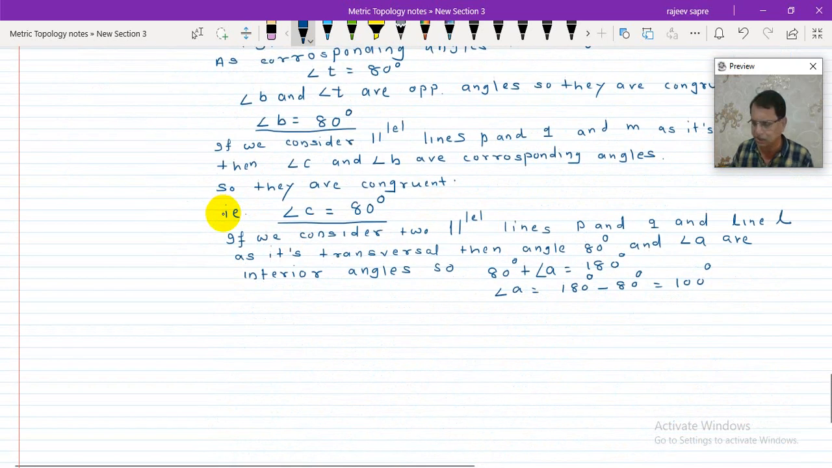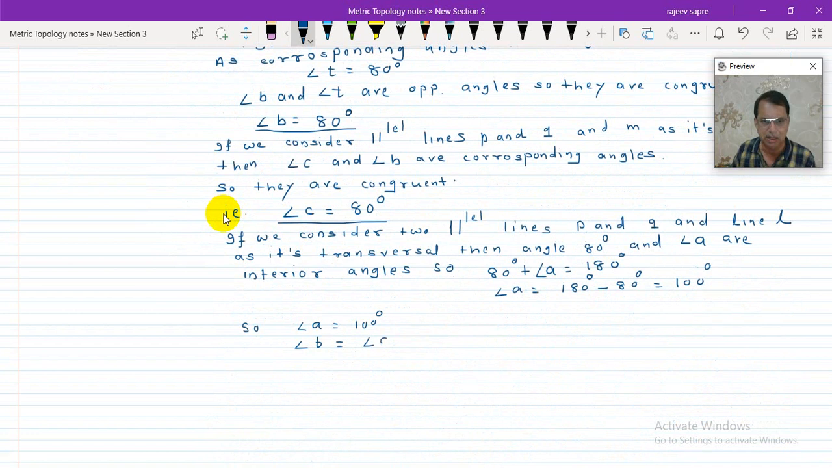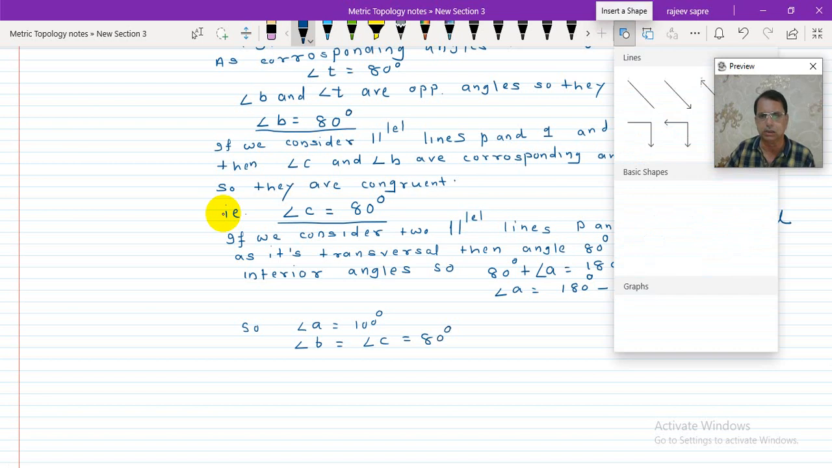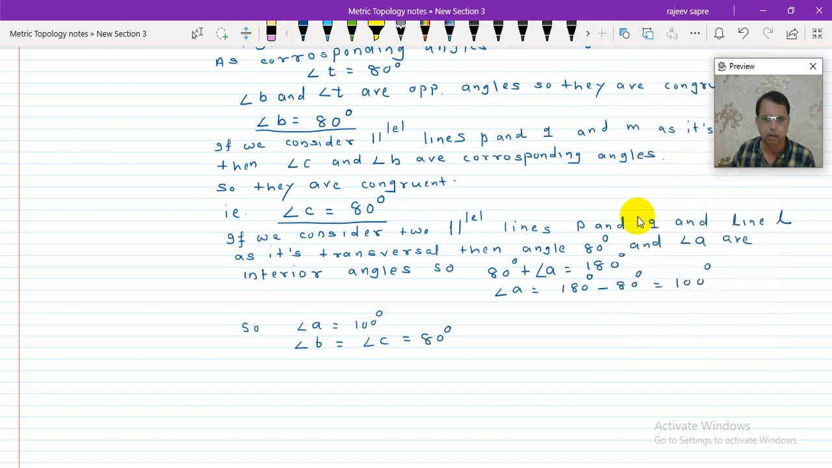So finally the answer will be: angle A is 100 degrees. Angle B is equal to angle C is equal to 80 degrees. Right? So this is how such things can be done. This is not at all difficult. So this way you can write the answer as required.